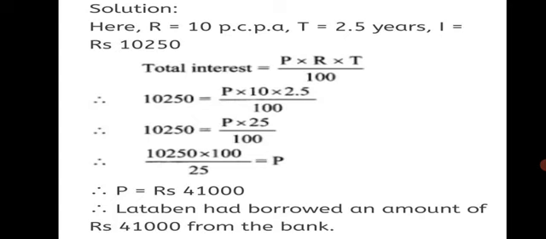P we keep as it is, remaining values you shift to the other side and you will get P is equal to 10,250 into 100 upon 25. So P is equal to rupees 45,000. Okay, so this way we have got the value of P, which is the principal. Therefore, Lataben had borrowed an amount of rupees 41,000 from the bank.